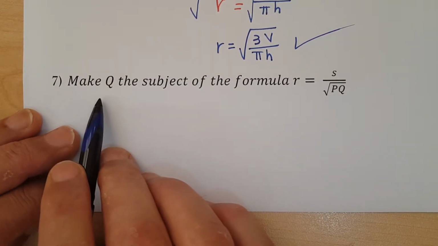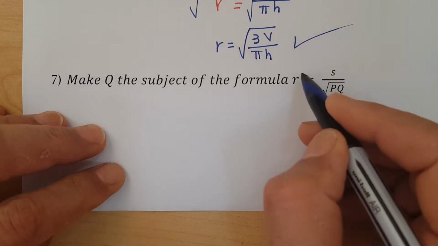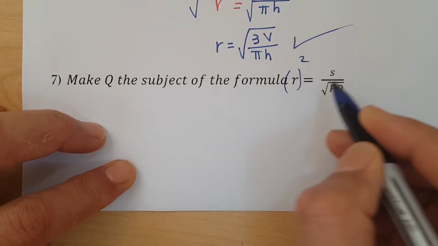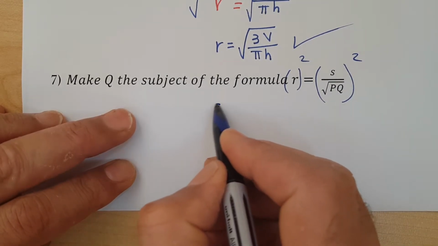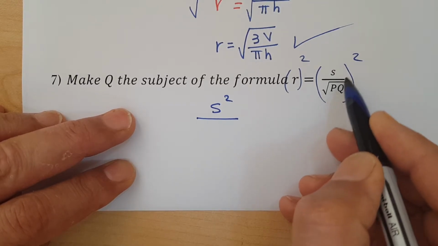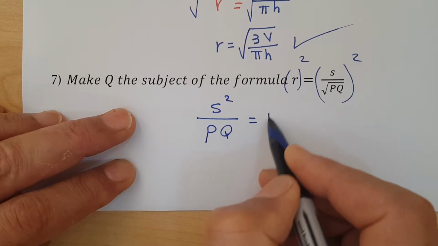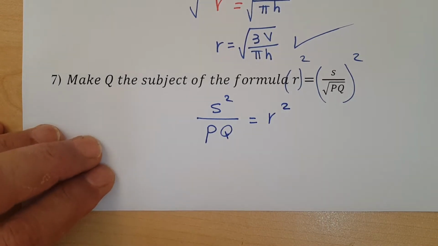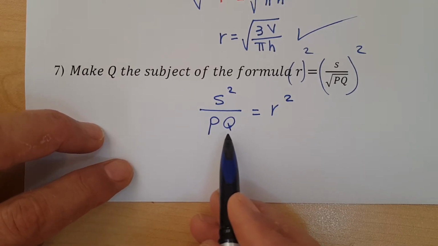Now, q, I want to make the subject under a square root. In this case, to remove the square root, you make a square of each side. So when you square, this side will be s squared over, squaring a radical sign will remove it, so will be pq is equal to r squared. Okay? Now q is free of the radical sign.